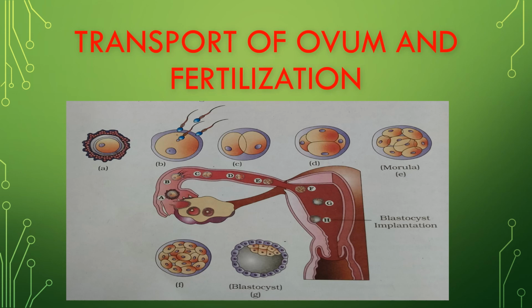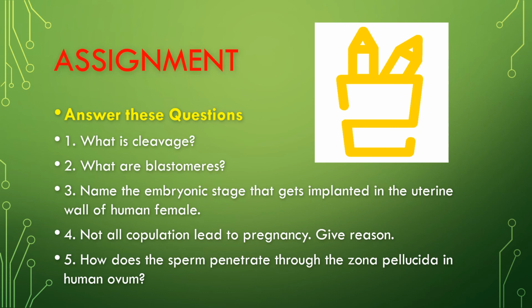This diagram shows the fertilization process as well as the movement of the zygote, or embryo, towards the uterus. From the release of the ovum to the implantation, all these stages are shown here as A, B, C, D, E, and so on. The implantation of the blastocyst is also shown in this diagram. After going through the whole video, you will be able to solve these questions.